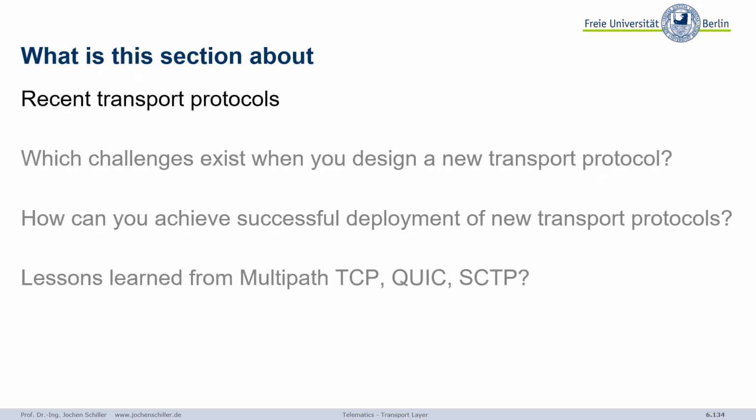So what is this section about? This section is about recent transport protocols, so a bit newer. We will see what the challenges are if you want to really design a new transport protocol, and not only the design, but also, and this is really a big issue, successful deployment. We'll see that there are dozens of transport layer protocols never really deployed or deployed only for special purposes. And in the end, we have some lessons learned from multipath TCP, QUIC, and SCTP.